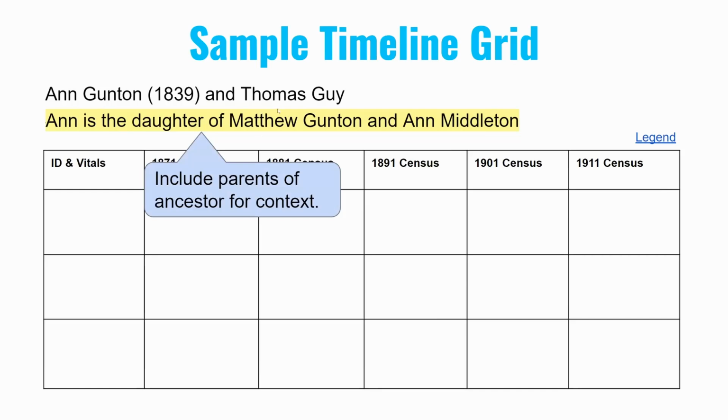So Anne is my relative. She married Thomas Guy, so he married into my family. Somebody asked me once, well, why didn't you put Thomas's parents on there? And I could have. I actually didn't think of it. And so you could put the parents of both the people that you're researching. I did my relative here, and so I've got her dad, Matthew, and her mom, Anne.